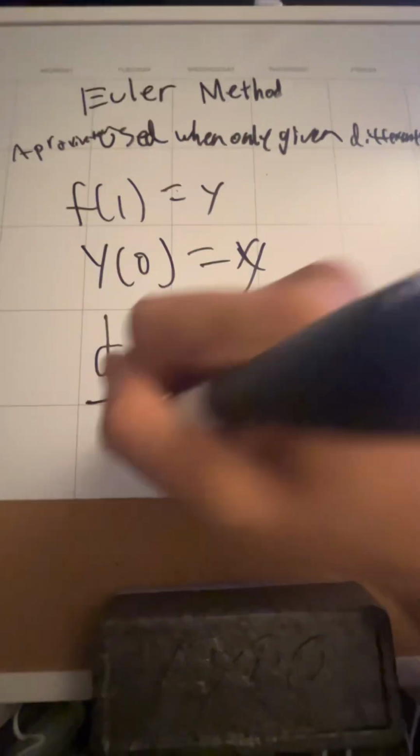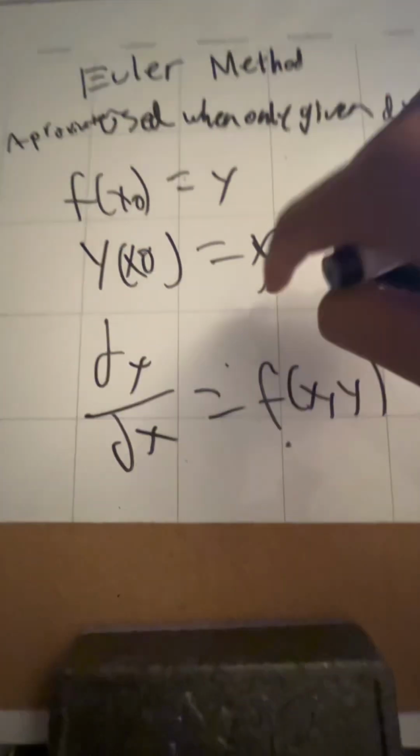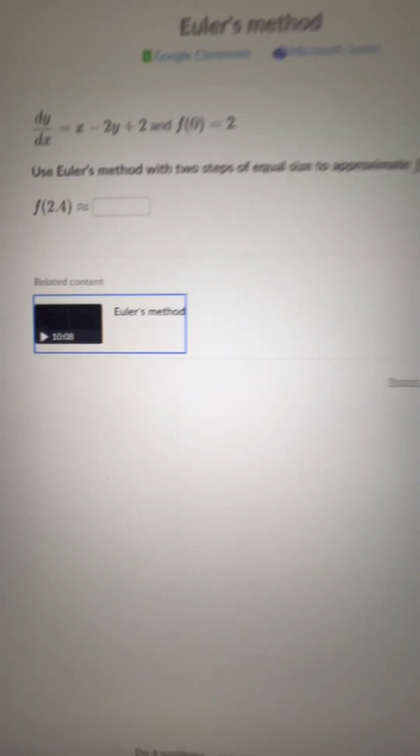This approximation is used only when given a differential equation and an initial value, like f of 0 or y of 1 equals some value of y, and you're given a derivative. So what you must have to do the Euler method is a dy/dx, that is f of x, y. You must have a function. You just need y and x values, and that's it.